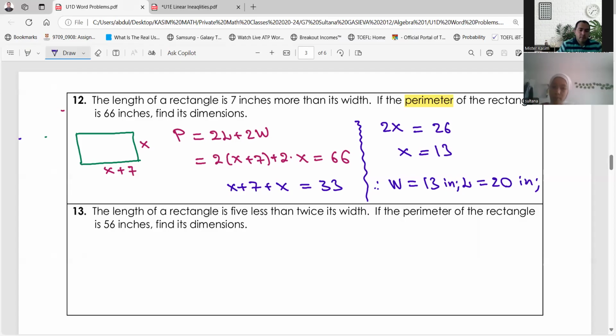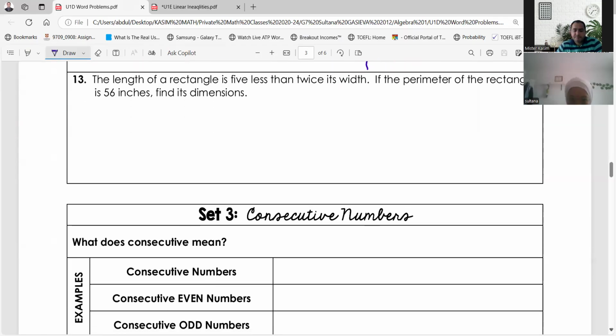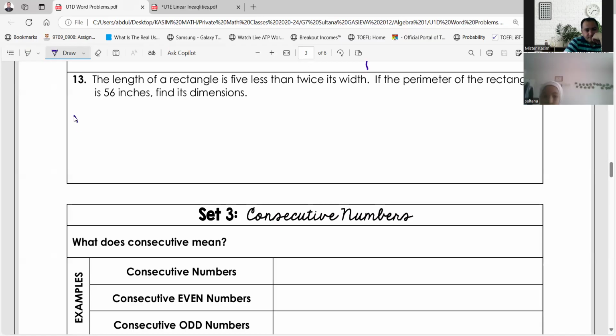Okay, I'm done. Okay, question 13 now. First read it. The length of the rectangle is 5 less than twice its width. If the perimeter of the rectangle is 56 inches, find its dimensions. First we need to draw or sketch a rectangle, right? Now label the rectangle and solve it, tell me your final answer, then we'll discuss, okay?